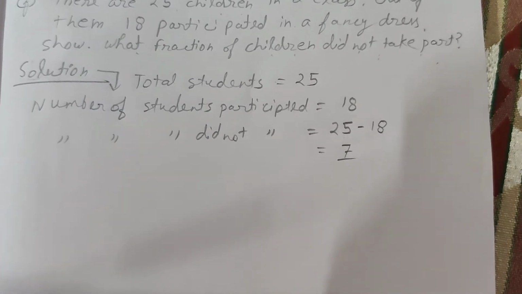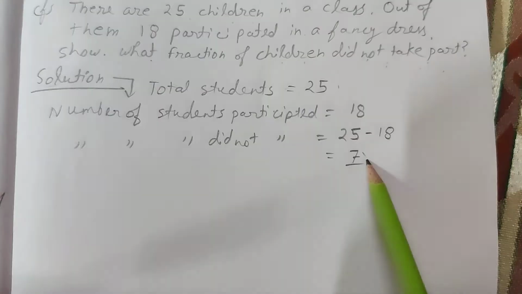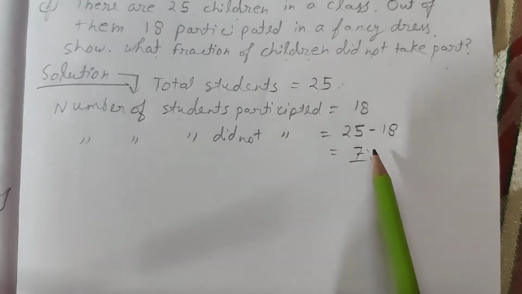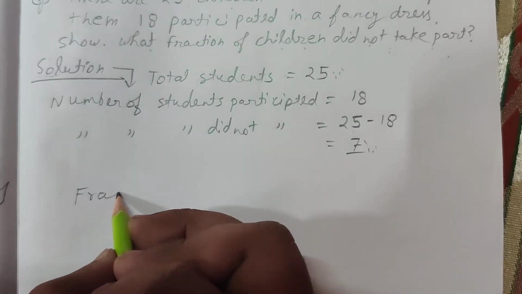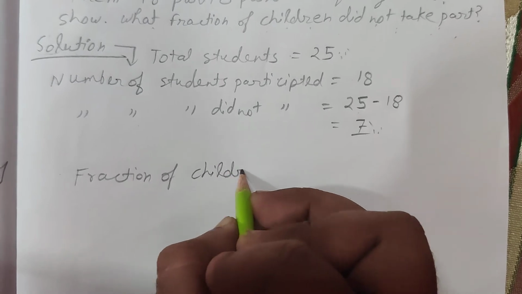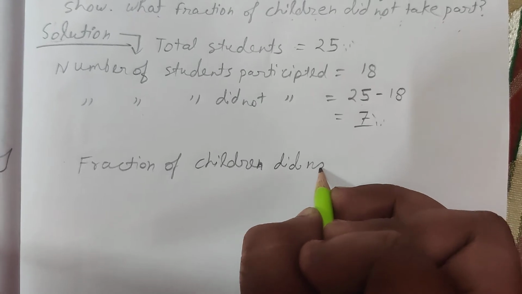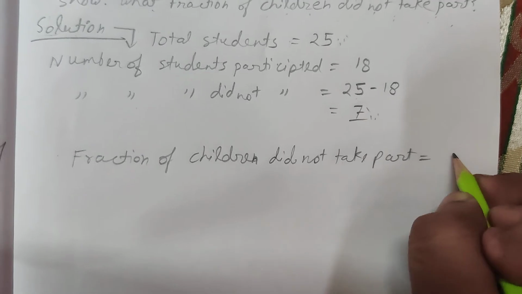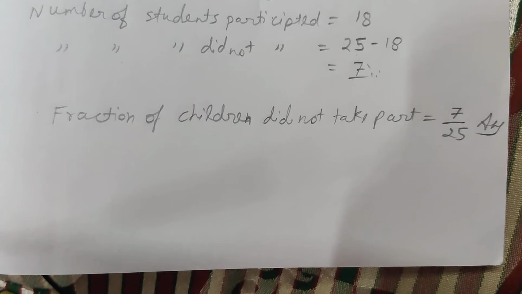So fraction is all about 7 upon the total number of persons. So did not take part is equal to 7 upon the total number of students, 25. So the fraction of children who did not take part is equal to 7 upon 25. That's our answer.